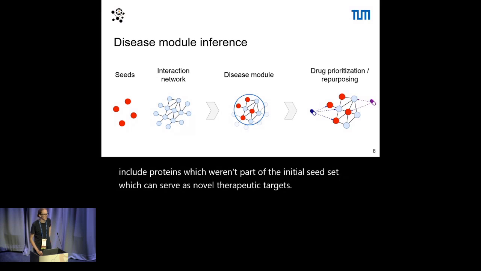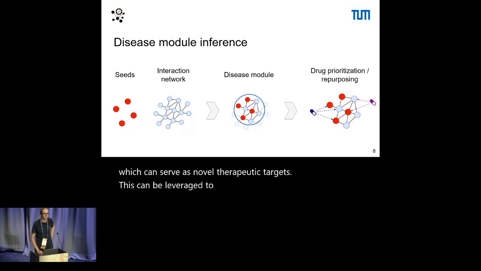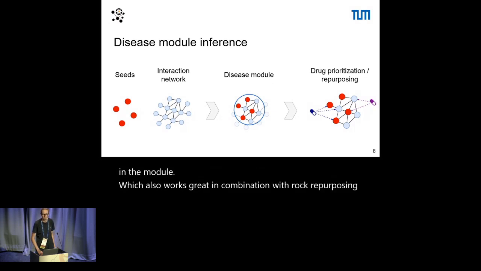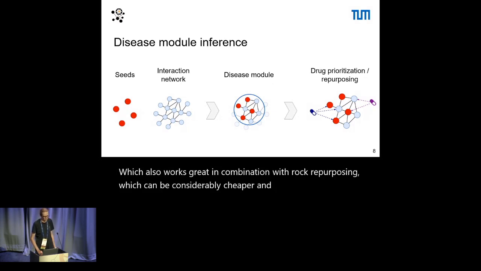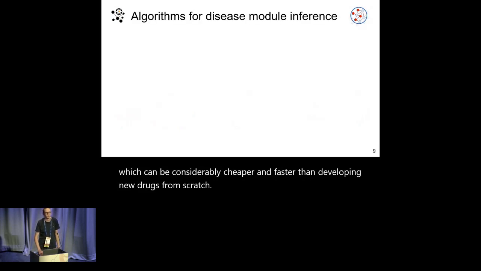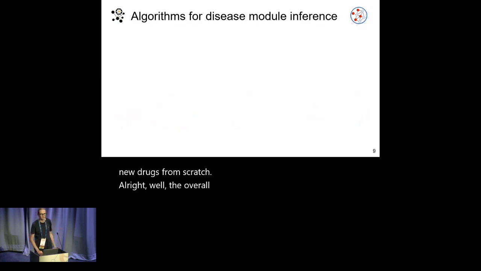This can be leveraged to identify compounds by selecting drugs that are known to target one or maybe even more nodes in the module, which also works great in combination with drug repurposing, which can be considerably cheaper and faster than developing new drugs from scratch. All right, while the overall goal of disease module inference is clear, there unfortunately isn't a general mathematical definition or guide on how this can be achieved best.